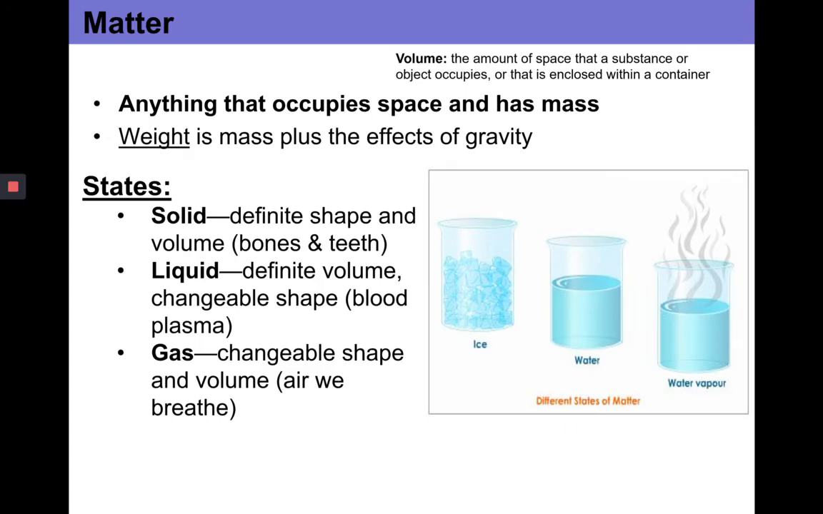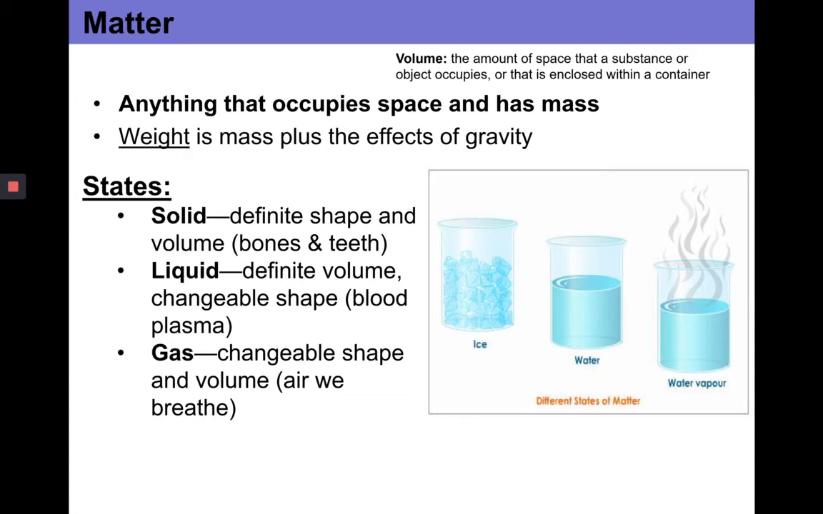So let's start with something simple, matter. And matter is just anything that occupies space and has mass. So anything that's made up of stuff and takes up a particular volume of area. The three states of matter are solids, liquids, and gases. And solids have a definite shape and volume, so bones and teeth are a great example in the human body.